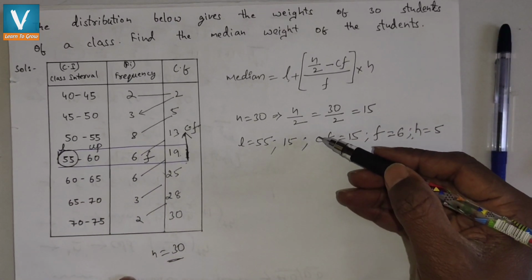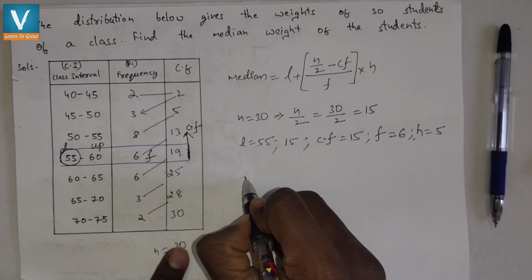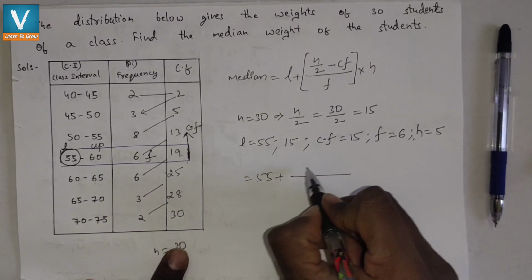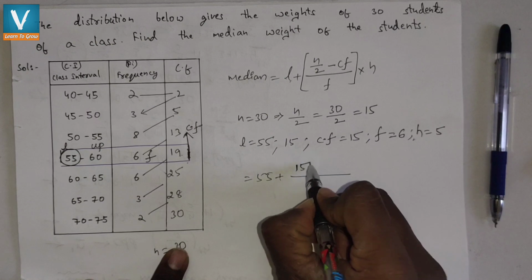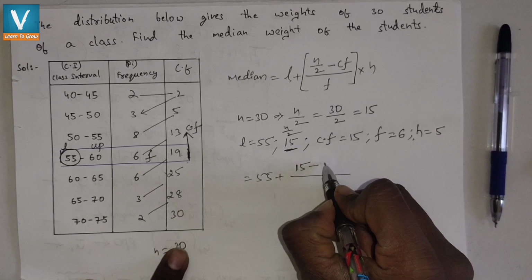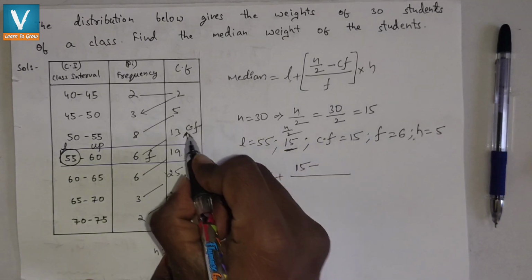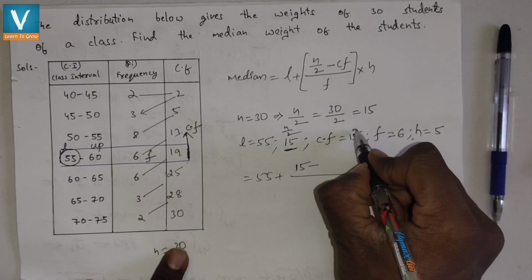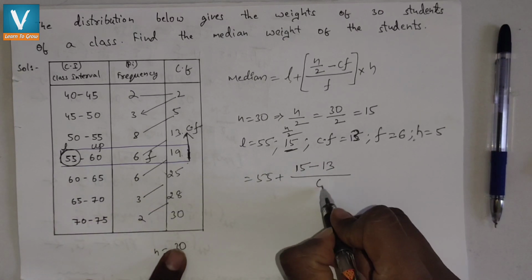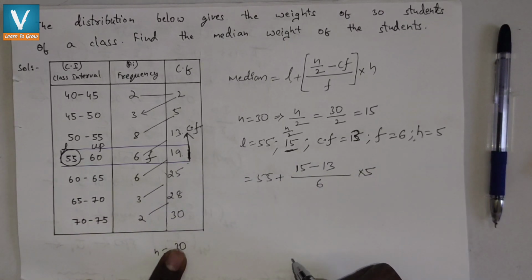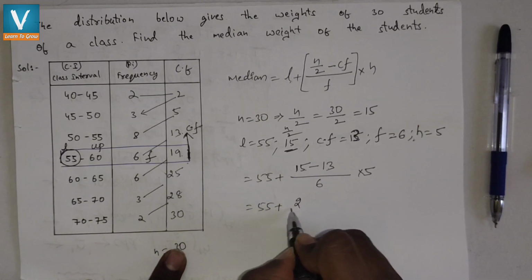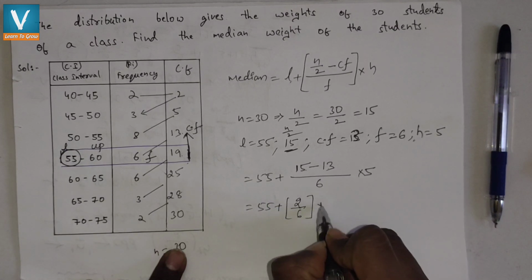Now just replace all the values in the formula. Median equals the L value, 55, plus n by 2, which is 15, minus CF, which is 13, by F, which is 6, into 5. Now 55 plus, 15 minus 13 is 2, so 2 by 6 into 5.